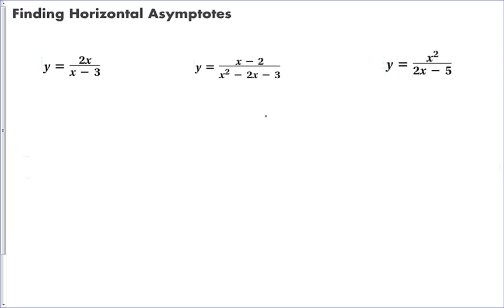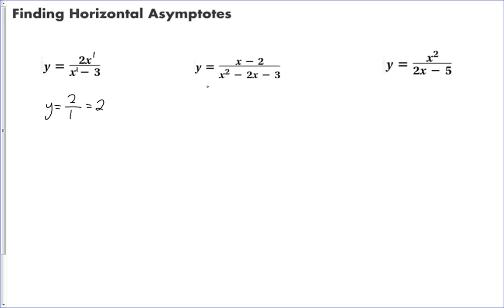So let's look at these three examples here. First, we want to identify the degree of the top and the degree of the bottom. The degree of the top is 1 because that's our largest exponent. The degree of the bottom is also 1. So if you look back at that chart, when the degrees are equal, it's simply the leading coefficient of the top, which is 2, because remember, your leading coefficient is the coefficient on the variable with the highest exponent. Leading coefficient here is 1, so it's going to be y equals 2 over 1, or just simply the line y equals 2. That is going to be your horizontal asymptote.